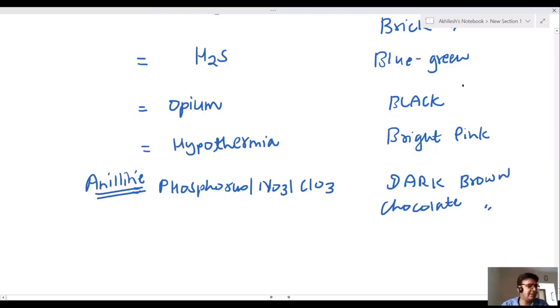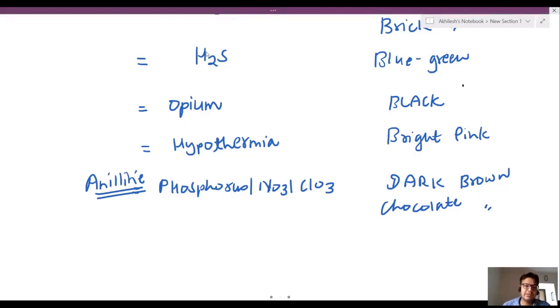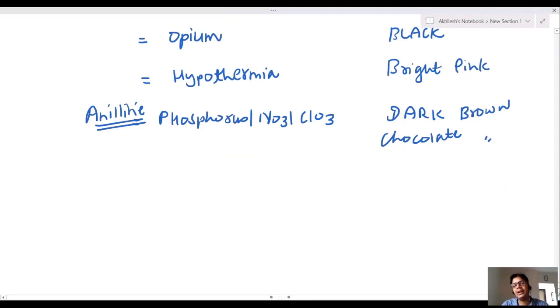So, carbon monoxide gives cherry red color. Cyanide gives bright red color. Hydrogen sulfide gives bluish green color. Opium gives black color. Hypothermia, this is a very important MCQ: if a person died due to hypothermia, bright pink color. Aniline, phosphorus, nitrate and chlorate, dark brown color. चलो कुछ MCQ पूछता हूं, फिर आगे बढ़ते हैं.